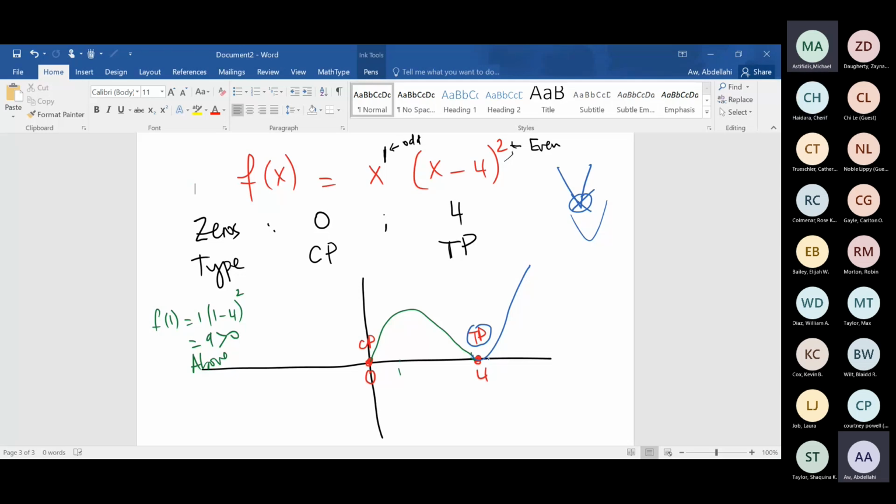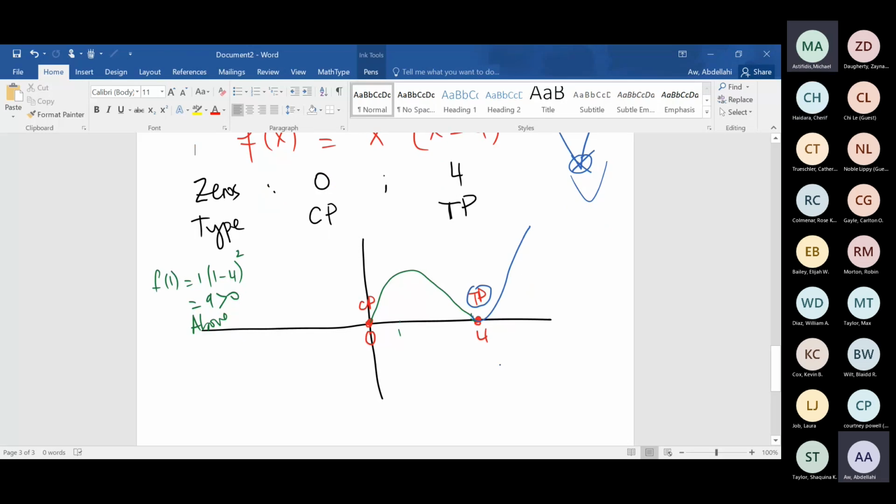Okay, now let's focus on the left side. 0 is a cross point. Since it is a cross point, what's the graph going to do across 0? Cross. It's going to cross the x-axis, right? It came from above, and it's going to cross the x-axis, because it's a cross point. And this also made me avoid another test.